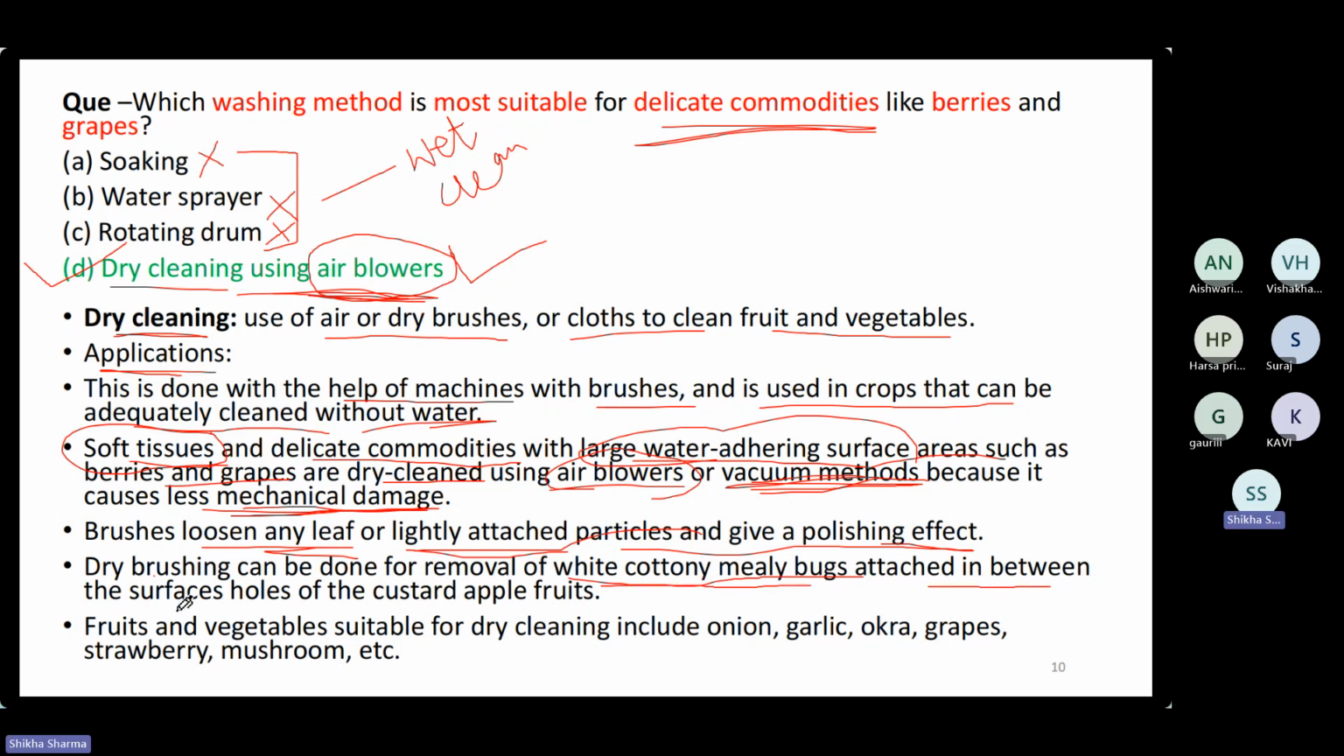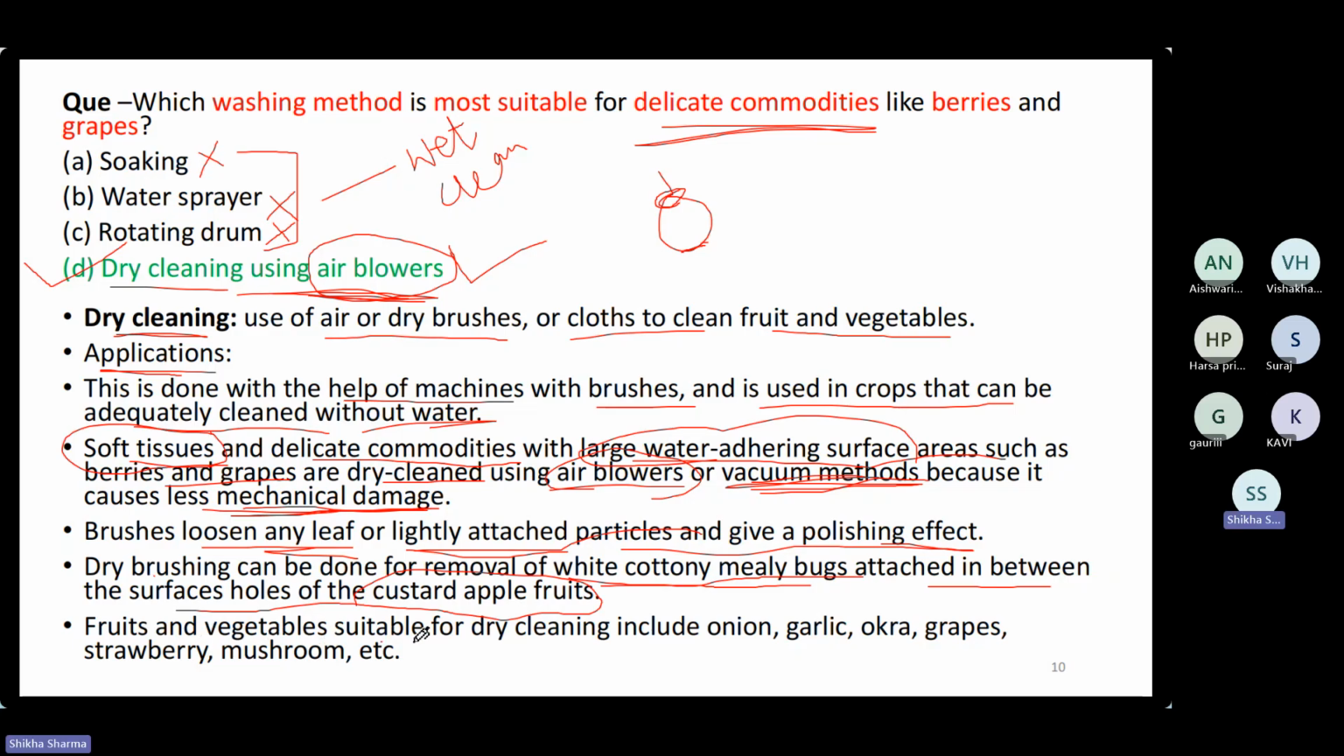Attached in between the surface holes of the custard apple fruit. So basically we have seen that sometimes in the attachment part of the fruit, or if the fruit has some surface holes, these white cottony materials are there, and we can remove them by simple brushing.